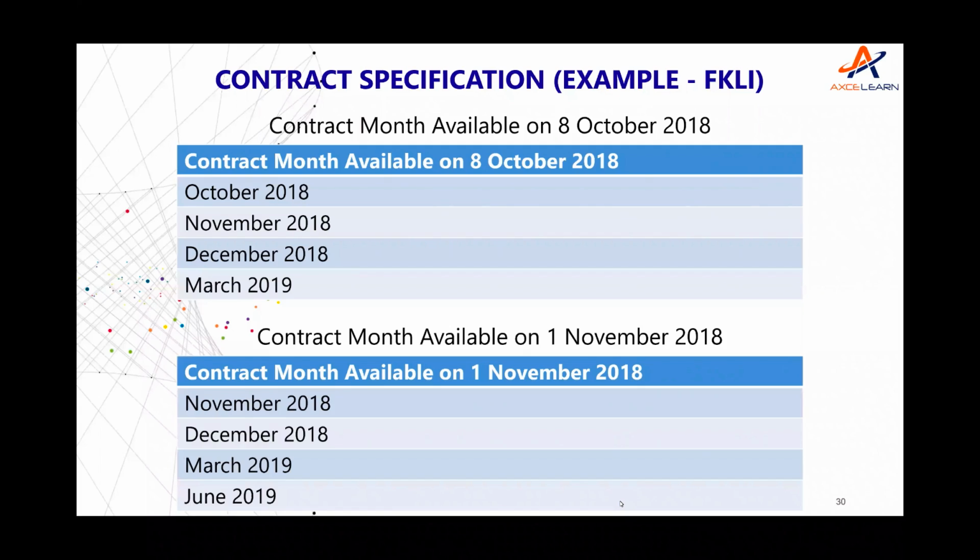If today is 1st of November, the contract months available for you to trade will be November, December, the following month, and the 2 quarter months, which are March 2019 and June 2019. And again, which month do you trade as a retail investor? Normally, people will be trading November, which is the spot month.